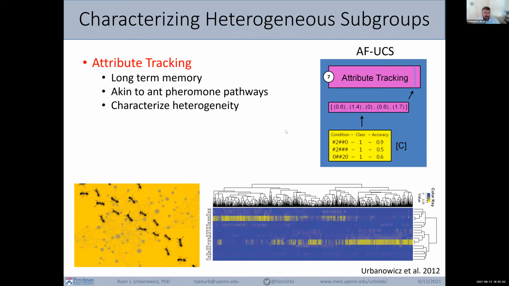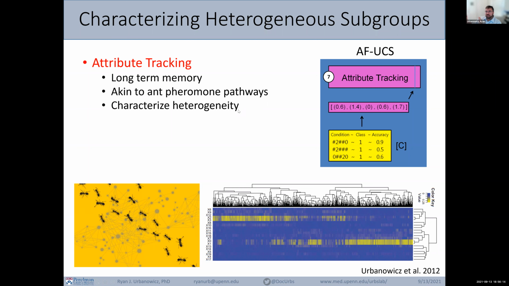Okay, I'm going to skip over that. And I'll say one last thing. I wanted to get into attribute tracking, which I mentioned is the last thing I wanted to talk about today. One of the big problems we've dealt with in our lab is trying to characterize heterogeneous subgroups, as I've mentioned before. And I said that rule-based methods are really good at this intuitively. And so we had developed this idea called attribute tracking.